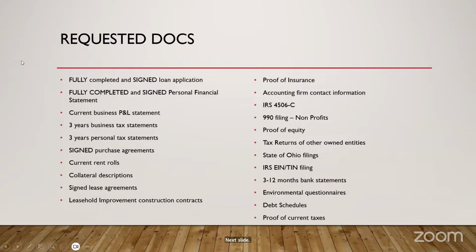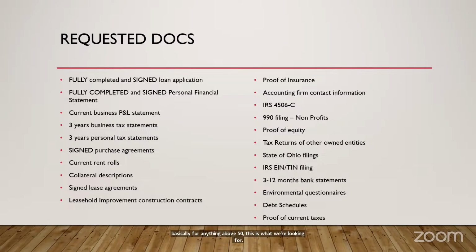So on the next slide, I know I discussed a little bit earlier, the requested documents. So these are some of the documents that you're going to need. And actually, this is more for higher dollar loans, which is more like $50,000 and above. Anything below $50,000, there's going to be a little bit less that's going to be requested of you, and I can discuss that. But basically, for anything above $50,000, this is what we're looking for.